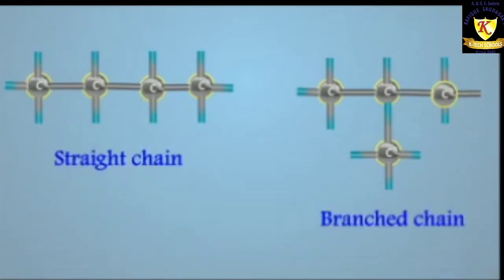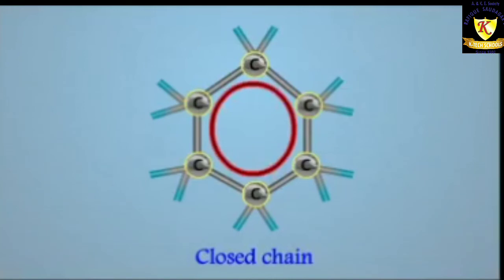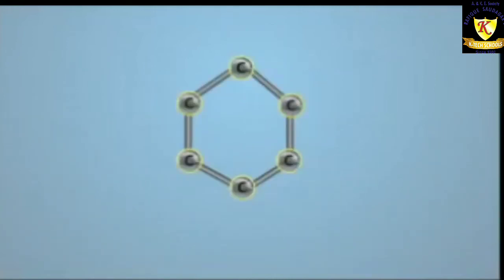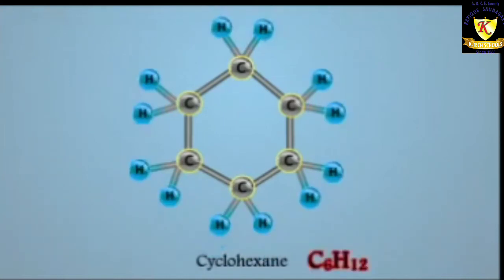Apart from the straight chains and branch chains, closed chains of carbon atoms are present in some compounds, wherein rings of carbon atoms form. For example, the molecular formula of cyclohexane is C6H12 and its structural formula contains a ring of 6 carbon atoms.